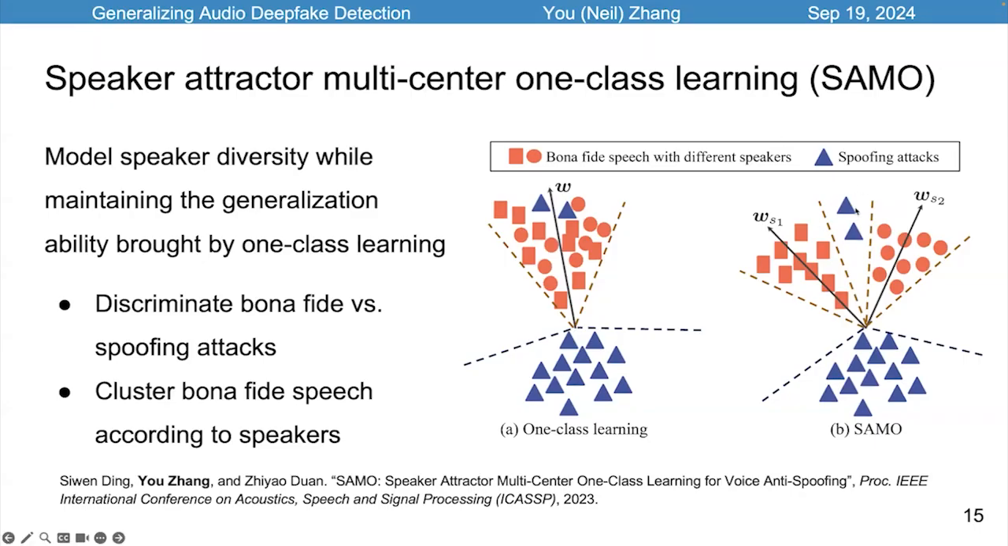You can see that these triangles, previously they are inside the bona fide cluster, but if we model the speaker information, they can be further separated. So with this proposed SAML algorithm, we further improved the generalization ability of the one-class learning.